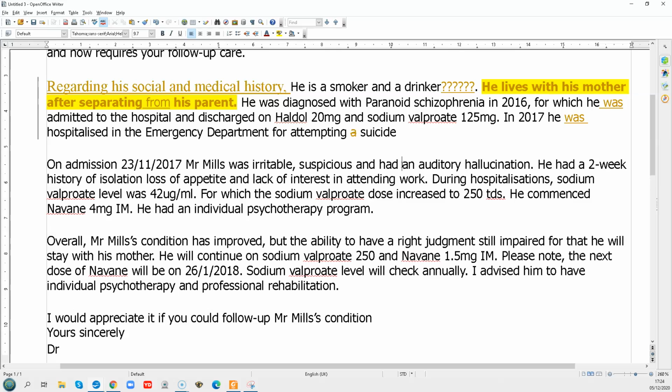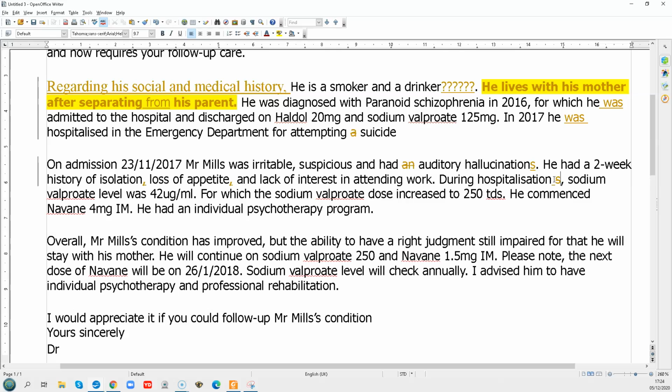Was it just one singular, or was it auditory hallucinations in general? With a 2-week history of isolation, loss of appetite, don't forget your punctuation, isolation, loss of appetite, and lack of interest in attending work. Well, we all had that. That doesn't make us paranoid. Schizophrenics. During hospitalizations, how many hospitalizations has he had?